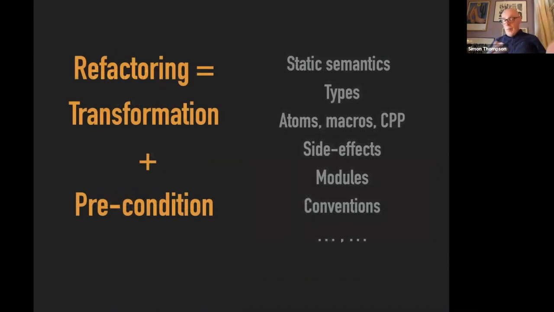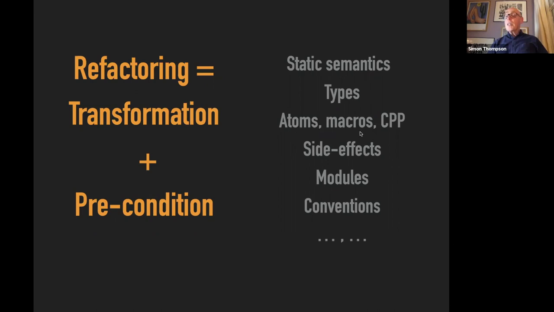Okay, that's one example. Zooming out a bit, it's worth making the general point that refactorings are not just transformations. Refactorings are transformations, but they're transformations which have complex preconditions. And those preconditions can involve anything from this menu here. The static semantics: we have to make sure we're renaming everything we should and nothing we shouldn't. Types, I'll show you an example in a second. They can involve, in Erlang, understanding the role of atoms.